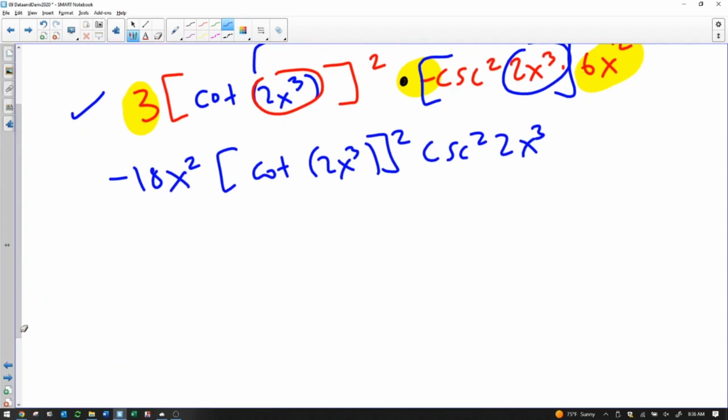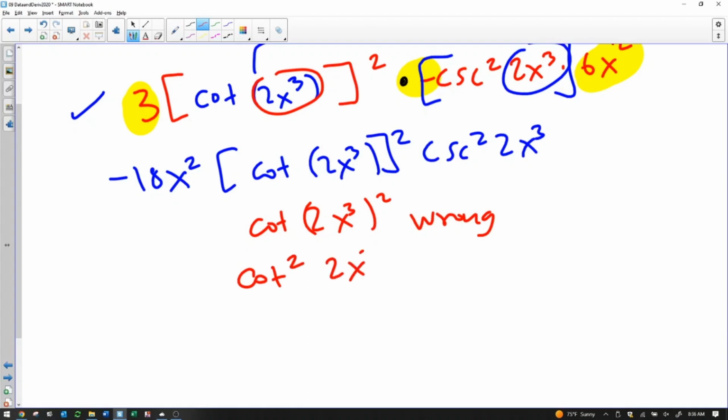Okay? The other thing I want to mention, which I might have mentioned before. But whatever you do, please don't write this. This is wrong. This is squaring just a 2x cubed. This means you square the whole cotangent, okay? So please make sure you understand that that is wrong. If you write that, I'll count it wrong. You can, though, if you want to move that 2 in. If you move that 2 in, then that would be correct. Okay, so this is correct, and this is also correct.